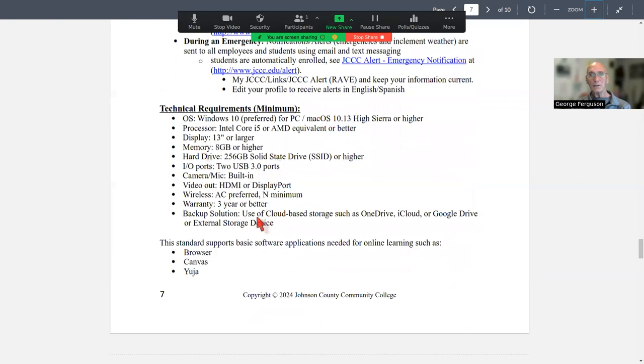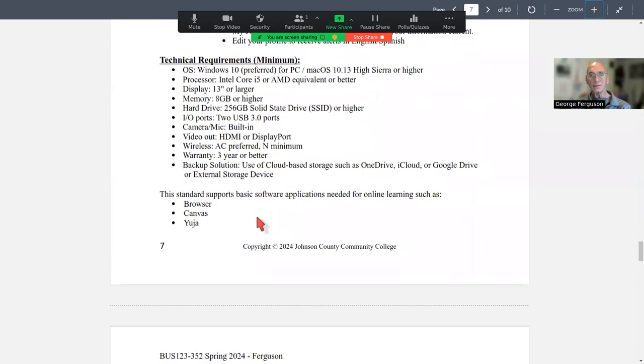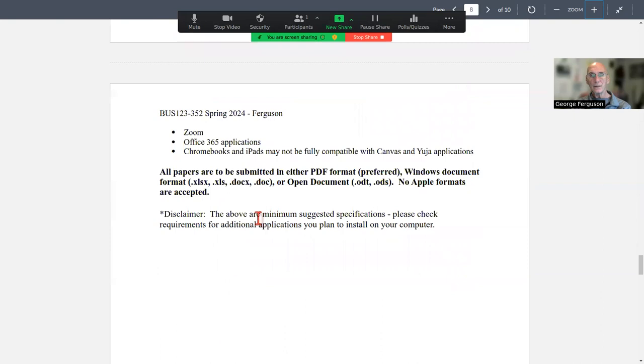The technical requirements as far as the class is concerned. And one of the things I ask is that all papers be submitted in either PDF or Windows or open document formats. No Apple formats. In other words, no Pages, no Numbers or anything like that. Canvas cannot open those documents. I don't use Apple, so I can't open the documents. If you submit something in a Pages or a Numbers format and I can't open it, it's a 0 for the grade because I cannot access it.